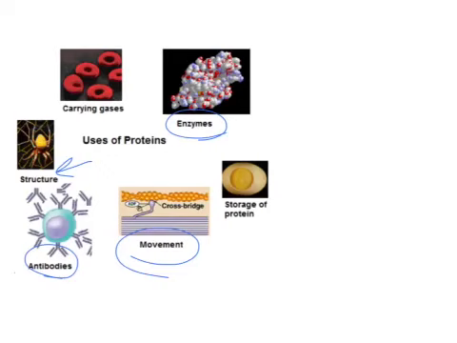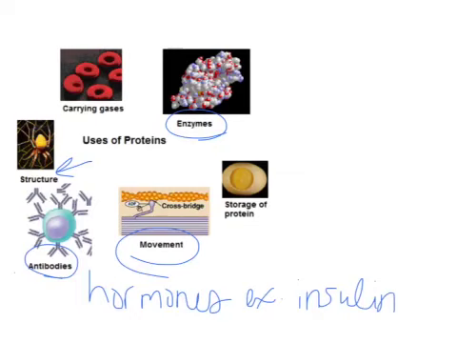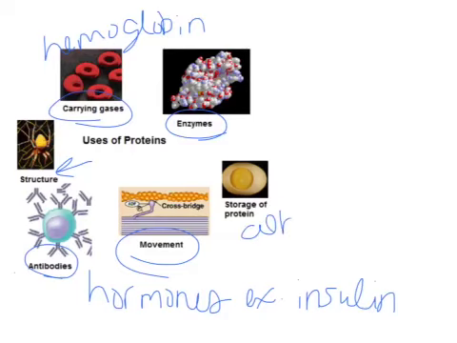They can act as hormones. Remember, we had protein and steroid-based hormones. Protein hormones were the ones that acted on the outside of the cell. Steroid hormones went all the way in. An example of a protein-based hormone would be insulin. They can also carry gases like hemoglobin in the red blood cells. They can also act as a storage site for amino acids. The example we have here is the albumin, which is what you find in an egg, acting as a storage site for amino acids.